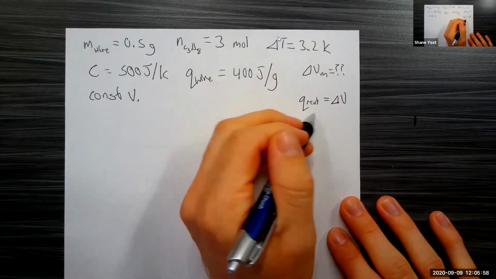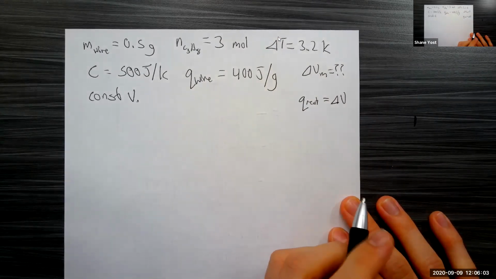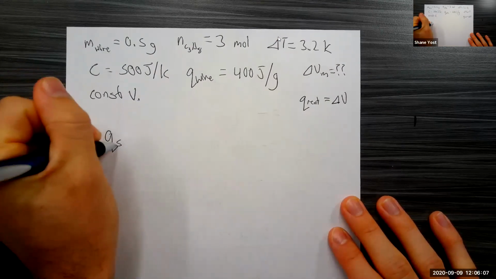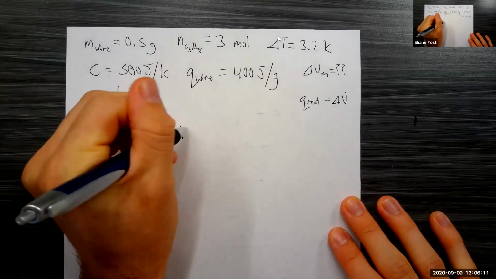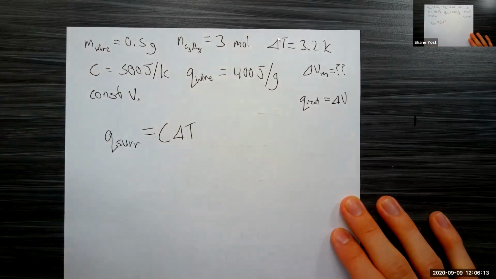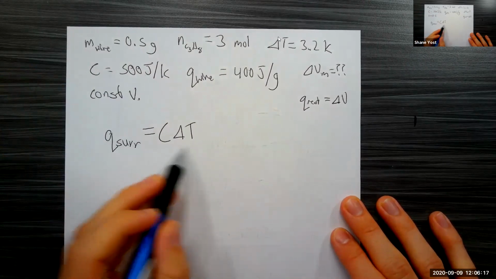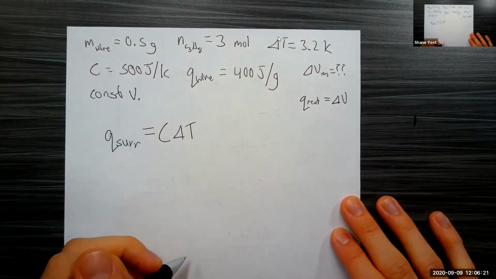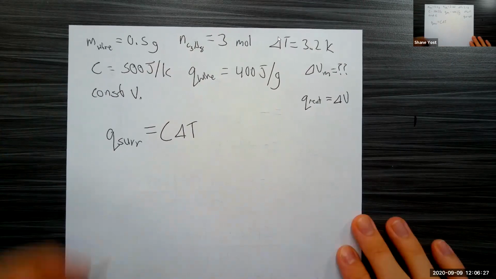But I don't know what the heat given off by the reaction was. But I do know the Q for my surroundings is related with C delta T. I know what C is, and I know what delta T is, so I can get the heat in my surroundings. And so the question is what is the relationship between the heat given off by the reaction and the heat absorbed by the surroundings?